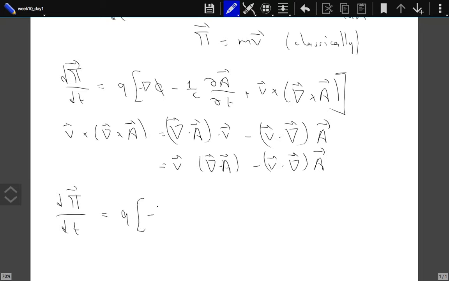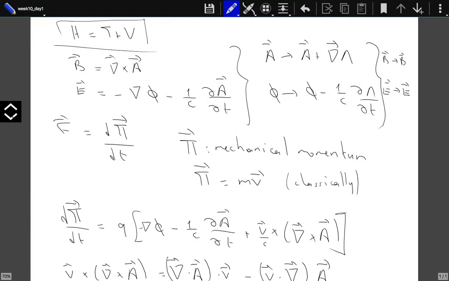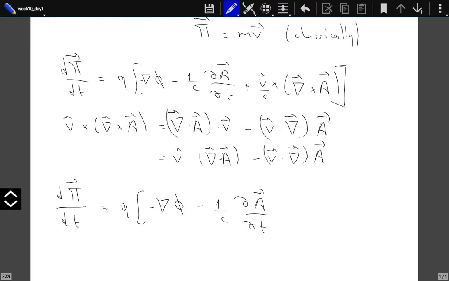So dp by dt is equal to q times minus the gradient of phi minus 1 over c dA by dt. Here I also have a v over c, as in the Lorentz force, this is v over c. Minus 1 over c, v times the gradient of A, minus v dot the gradient acting on A.